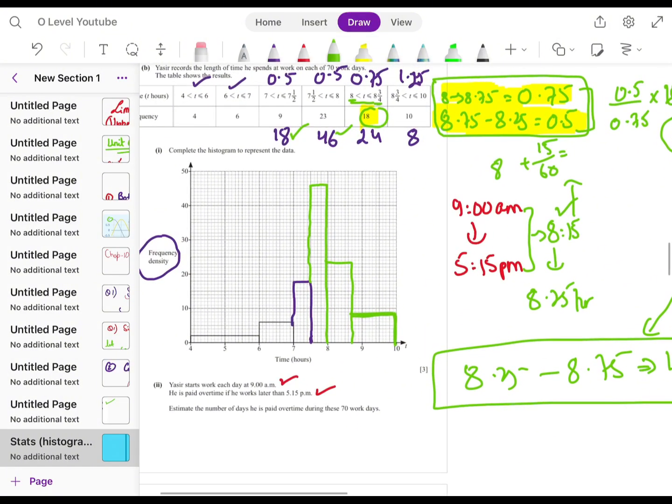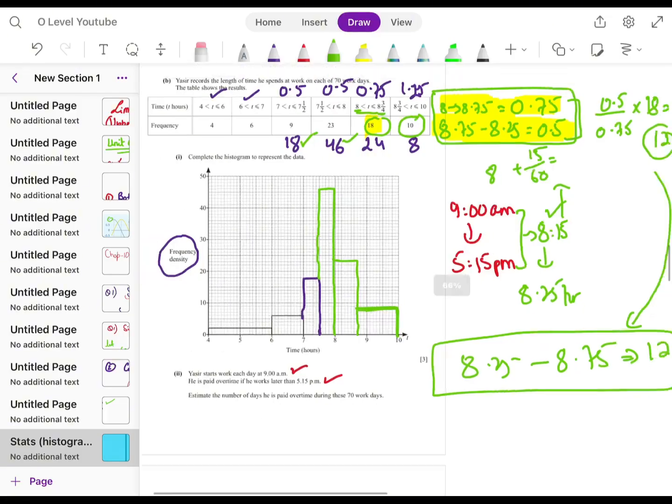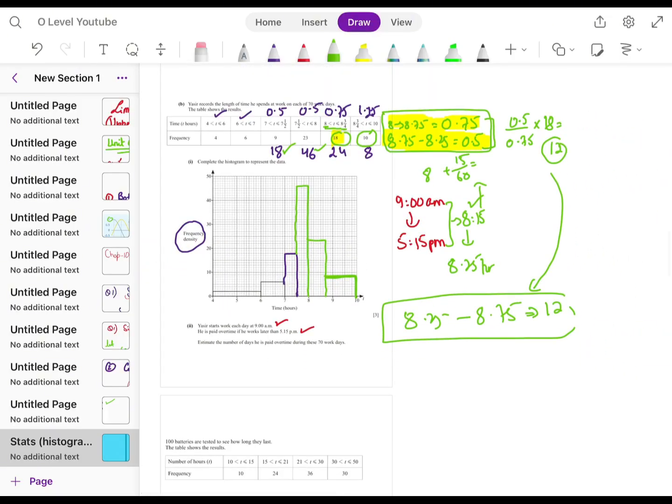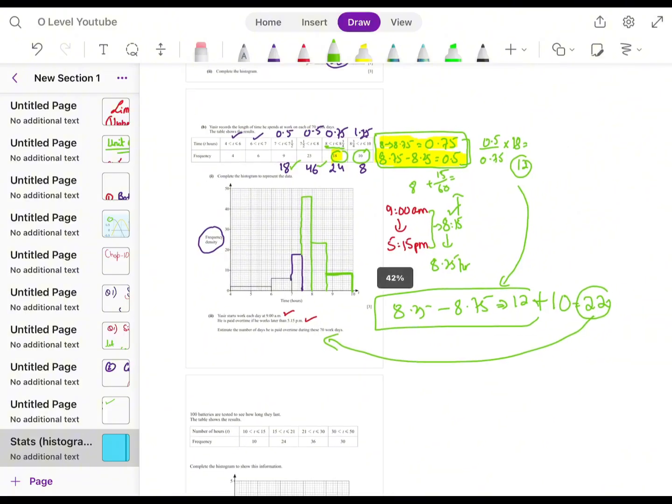Now the next frequency given is 10, and we can take that completely, because they are saying that after 8.25 hours we have to calculate the number of days he spent on overtime. So we got the 12, and after that you can see 8.75 till 10, we got 10. So we just have to add these two values, so we will get 22. So the final answer of this part is 22. I hope everything is clear in this part.